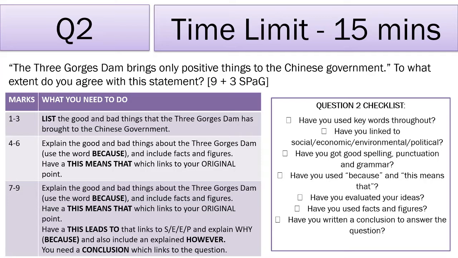Because it's a 9-mark question, you need to give 2 sides of the argument. You need to give a positive and a negative, and then you need to tell me at the end if you agree or disagree with that statement.